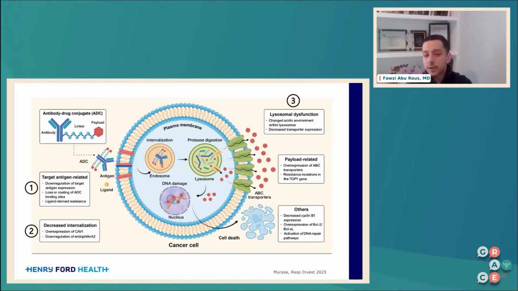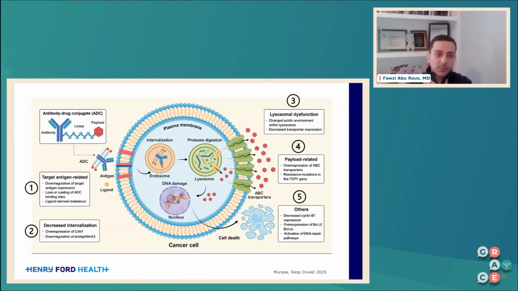Number three is lysosomal dysfunction. So when the cancer cell swallows that ADC, in order to degrade it, it creates something called a lysosome, and it's basically an acidic bubble that breaks down the proteins. So that bubble, the lysosome, just becomes less acidic. When it swallows that ADC, it just stays there and it cannot release that chemotherapy. Number four is payload related, which means that the cancer cell can develop resistance to the chemotherapy that we have attached to that ADC. And lastly, there are some other less common mechanisms of resistance that I think we talked about very generally so far.